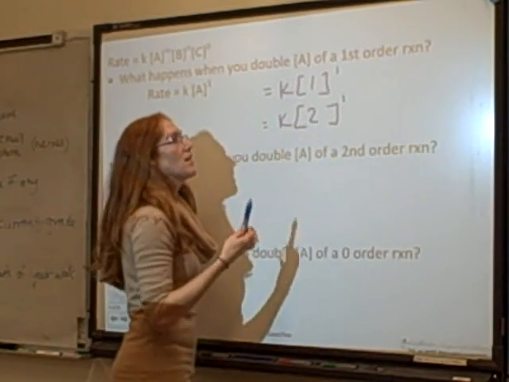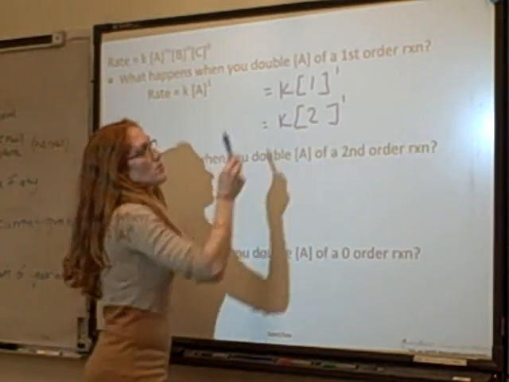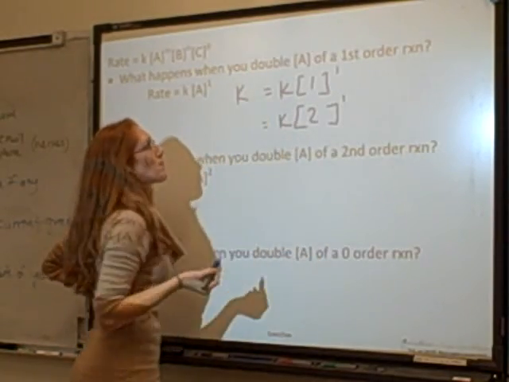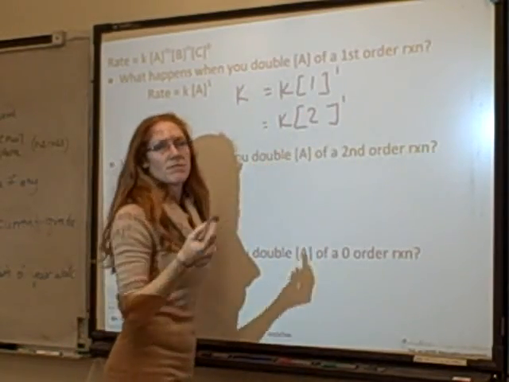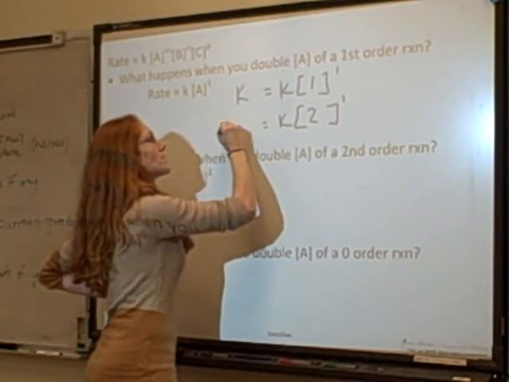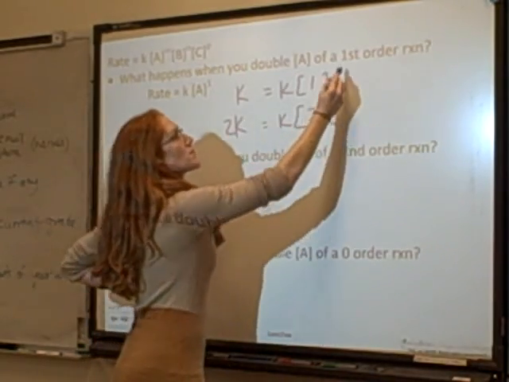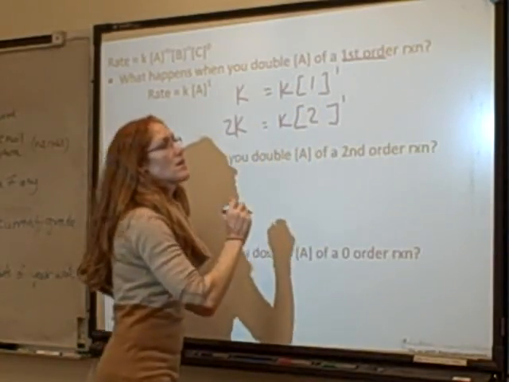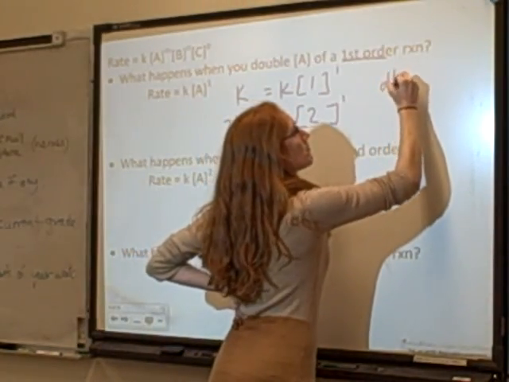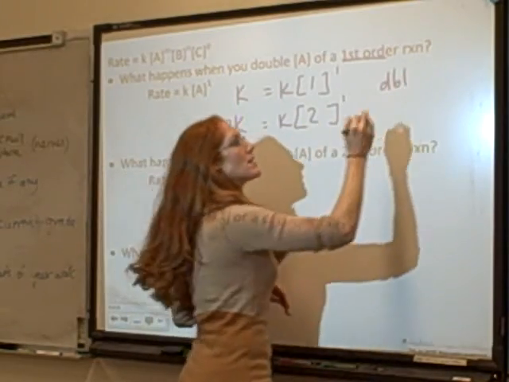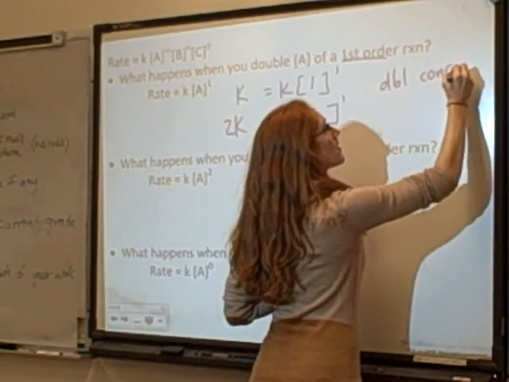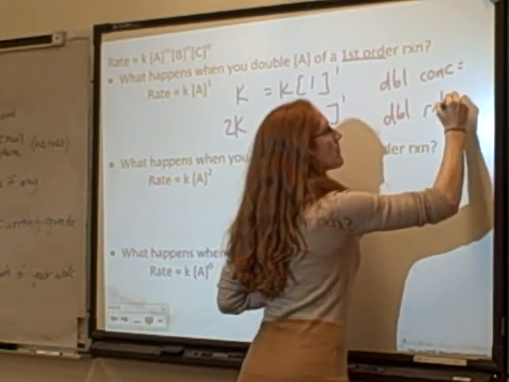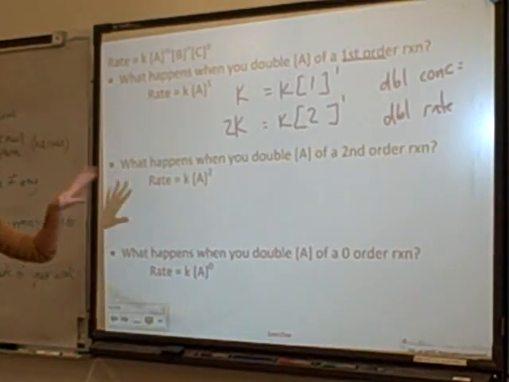1 to the power of 1 is just going to be 1. And then I've got 1 times K, I just have K. Okay, so 2 to the power of 1, I just have 2. 2 times K, I have 2K. So I can see when it's first order, if you double the concentration, you double the rate. So you can always figure it out: double the concentration means double the rate.